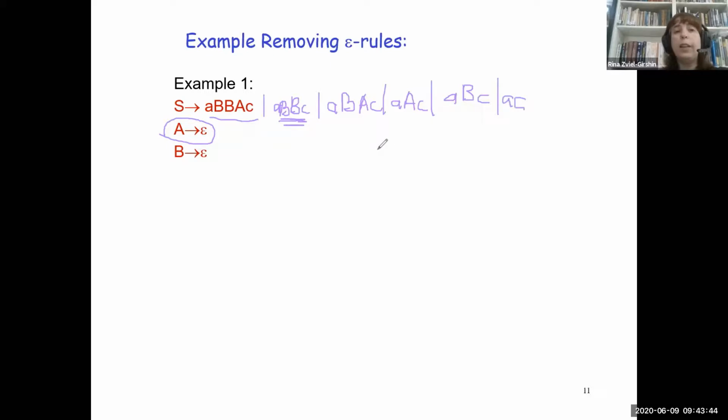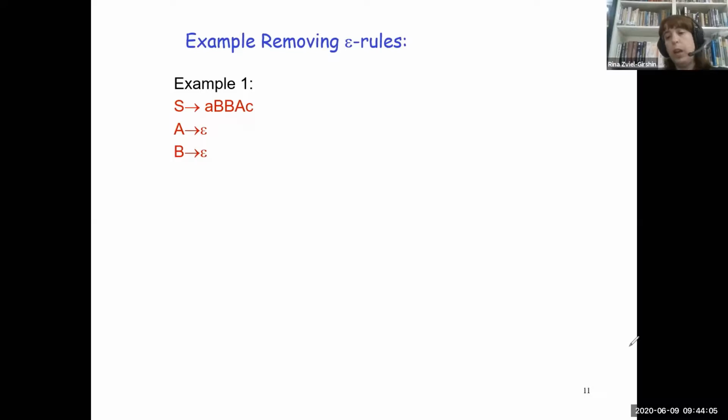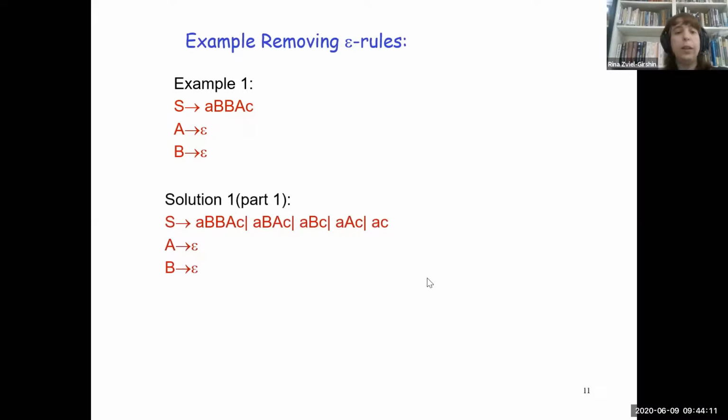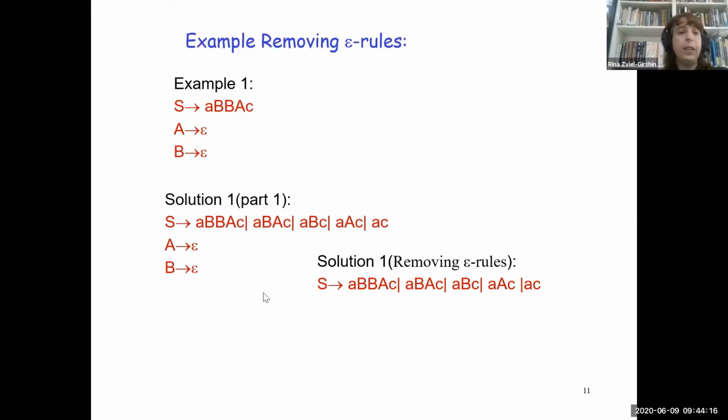And now, after I checked all the possibilities for eliminating B and all the possibilities of changing A to an empty word, now I have a simplified version of the grammar. Wait, I will show you the result. And now I can eliminate, actually delete, what is derived from A and what is derived from B.